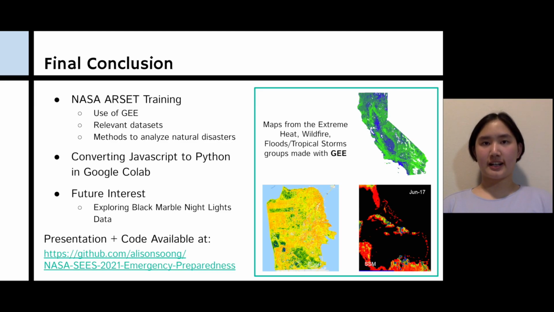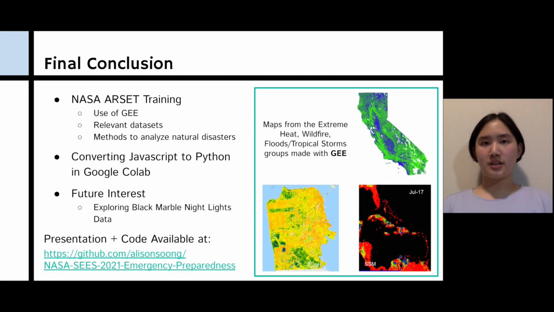NASA's ARSET training guided us in understanding the Google Earth Engine environment and tools to successfully dive deep into our project using the functions mentioned in the webinars and methods to analyze natural disasters. We also converted JavaScript to Python in Google Colaboratory for data manipulation. Our future interests include exploring Black Marble nightlight data to integrate into our project.